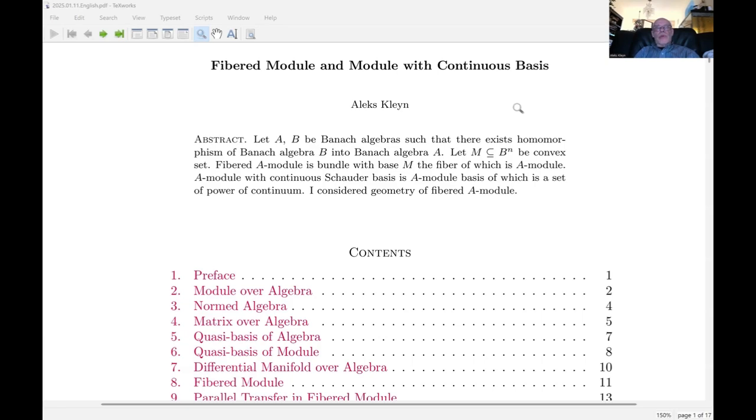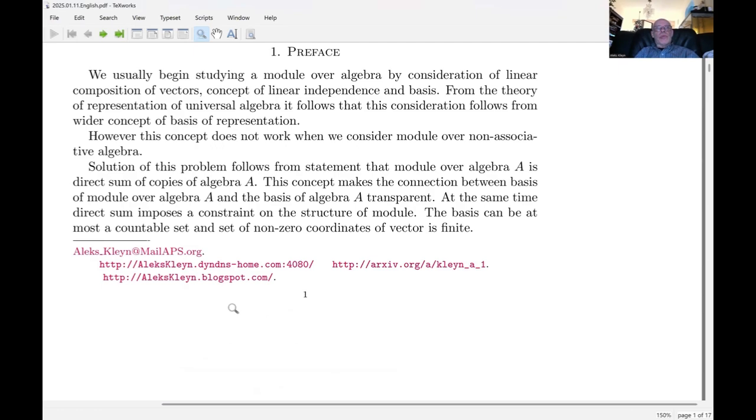Today my talk will be about hybrid model and model with continuous basis. We usually begin studying a model of algebra by consideration of linear composition of vectors, concept of linear independence, and basis. From the theory of representation of universal algebra, it follows that this consideration follows from wider concept of basis of representation. However, this concept does not work when we consider model of non-associative algebra.